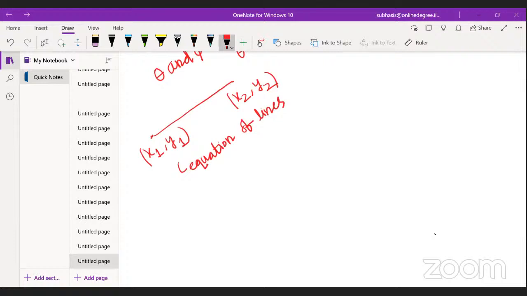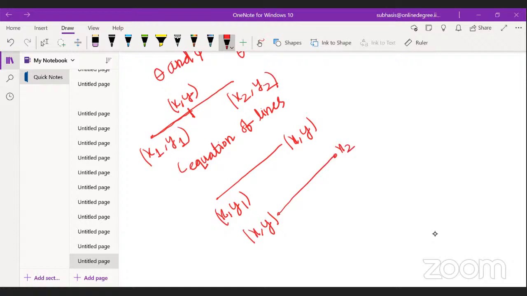If you have 2 points and you want to find the equation of a line which passes through these 2 points, he took an arbitrary point, and then showed that the slope of the line which passes through x1, y1 and x, y is the same as the slope of the line which passes through x, y and x2, y2. They are basically the same, right? And from that you will get the fourth option.